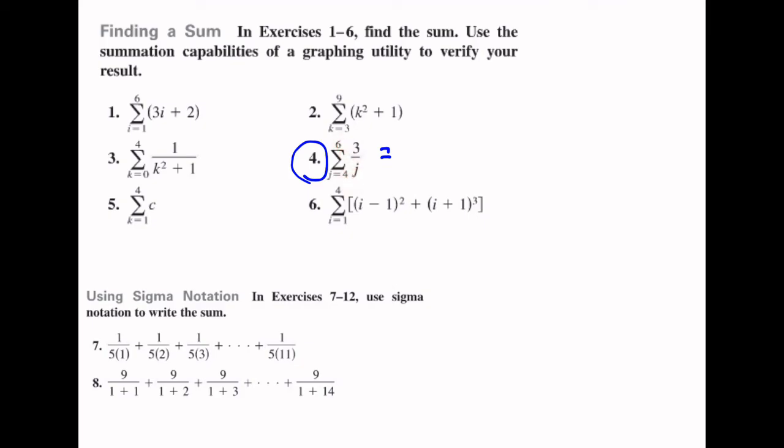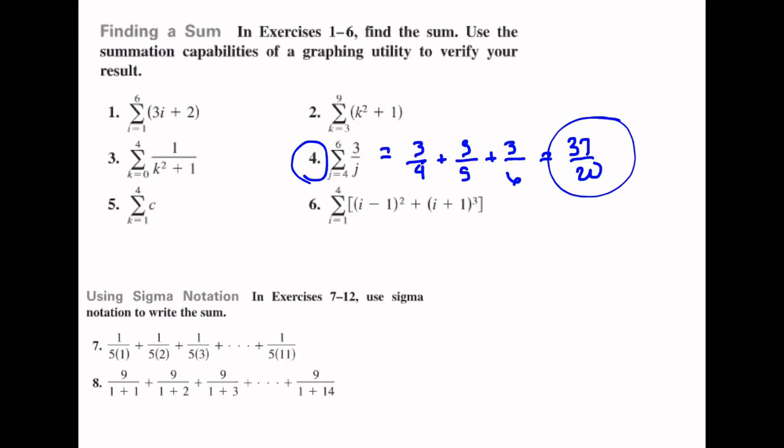Alright, so we have the summation of 3 over J as J goes from 4 to 6. So that means the first number we're going to plug in for J is 4. Then we're going to add a 2. The next number we plug in for J is 5. Then the next number we plug in for J is 6. I'm going to pause this and do that on my calculator. Okay, so that's 37/20. And you can use your calculator to get any of these sums.